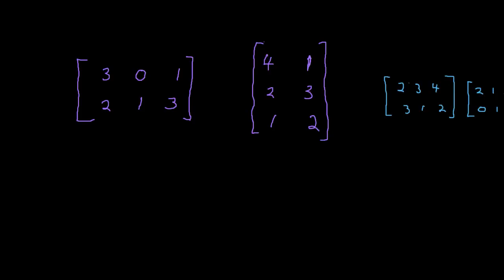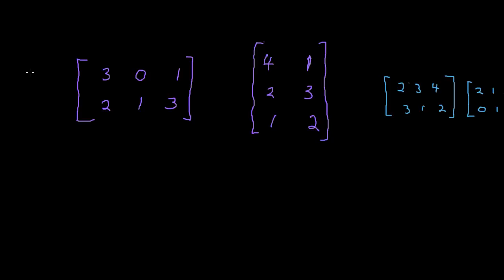Welcome. We're going to do a little matrix multiplication. We have two matrices here. The first one has the entries 3, 0, 1, 2, 1, and 3. The second matrix has the entries 4, 1, 2, 3, 1, 2.